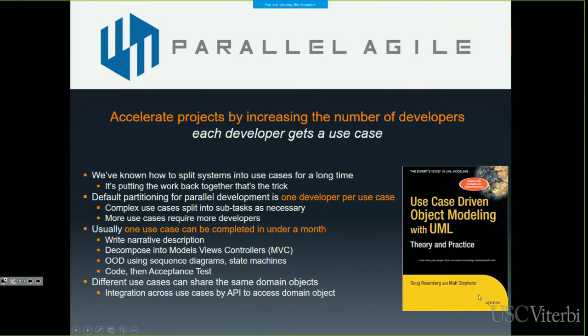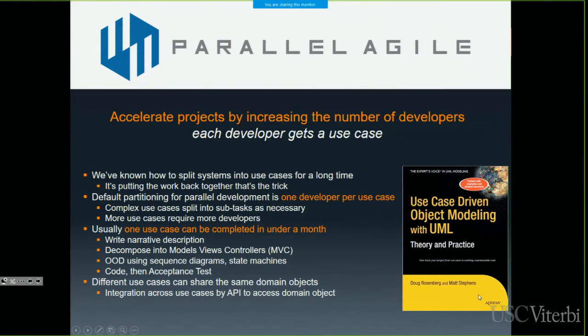Okay, we've known how to do that for a long time. I've spent 25 or 30 years in industry, traveling all over the world, teaching companies how to do that. And I've written a couple books on it. And so what we use as our default partitioning is each developer gets a use case. That's not an inviolable rule that it has to be one use case per developer, but that's where we start. And if we get a big complex use case, we generally split it up.